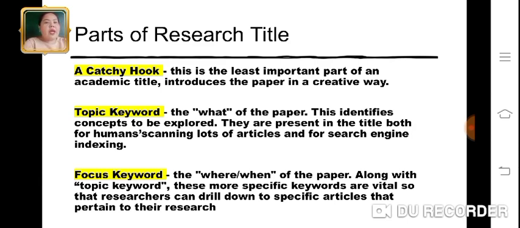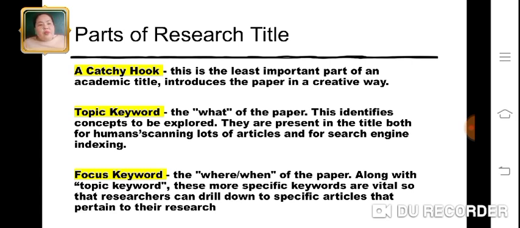Minsan sa Google, search mo lang yung keyword or word na gusto mong hanapin. And then kapag tinype mo sa Google 'yon and then in-enter mo, automatic lahat ng mga information na may keyword na ganon lalabas. So, that is one of the purposes bakit naglalagay tayo ng topic keyword.